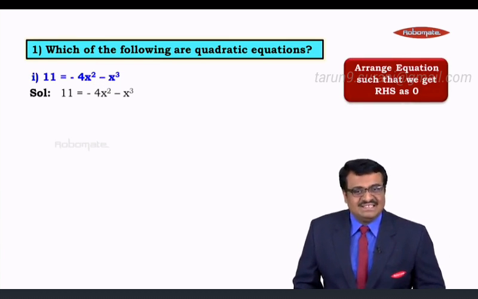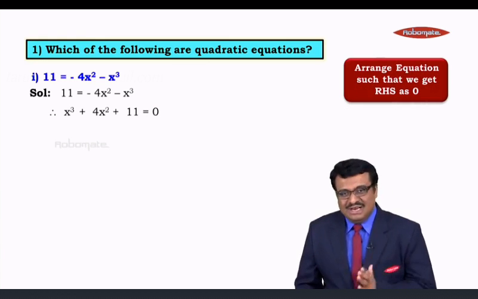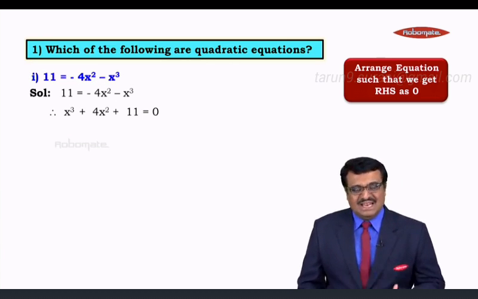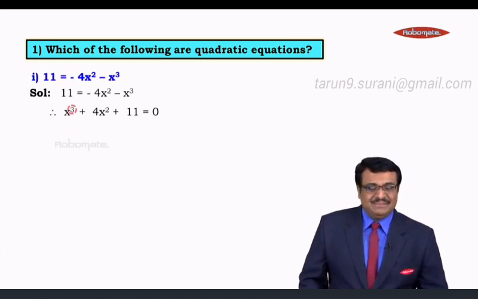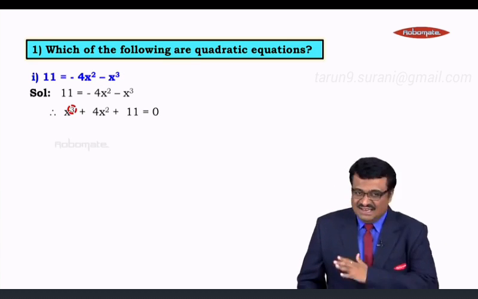Arrange the equation such that we get 0 on the RHS. So what we get: minus x cube goes to the left as plus x cube, minus 4x square goes to the left as plus 4x square, plus 11 is equal to 0, right? Can you see the highest power is 3? So is it a quadratic equation? The degree is 3. It is not a quadratic equation.